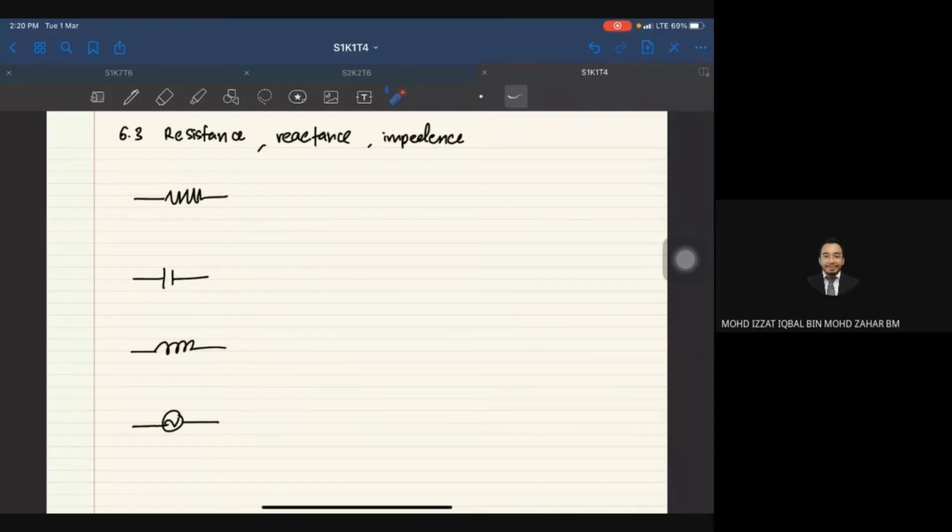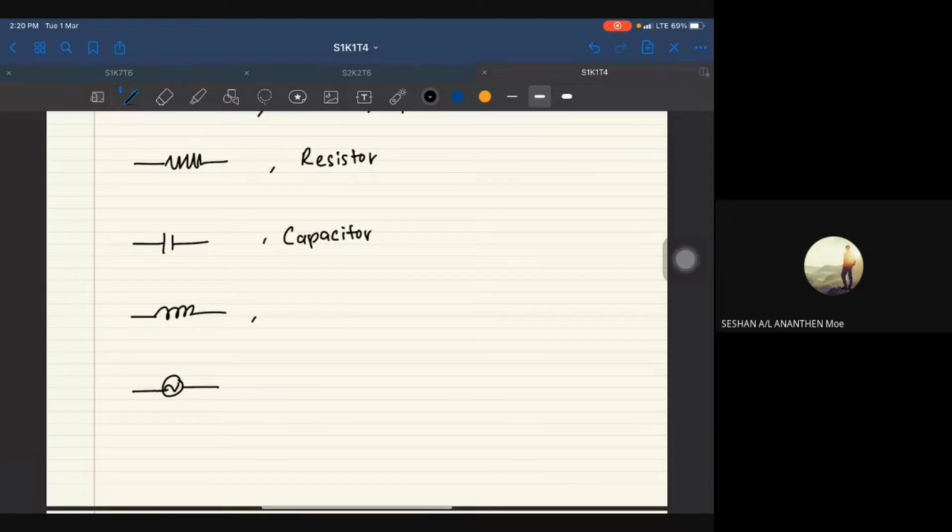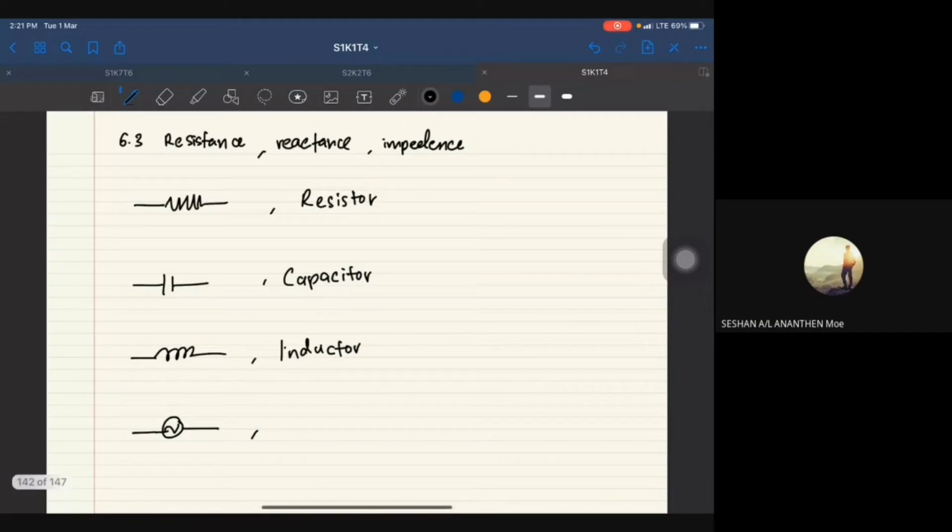Okay, so these are some of the symbols that we use in the circuit. Before we start, I would like to ask you guys, this symbol, the first one? Resistance. So the first one is resistor. The second one? Capacitor. Okay, good. The third one? Like a spring, what is it? Inductor. Yes, very good. It is an inductor. We learned inductor in the previous chapter, chapter 5. And the last one is the source. Yes, very good. This one is AC source.